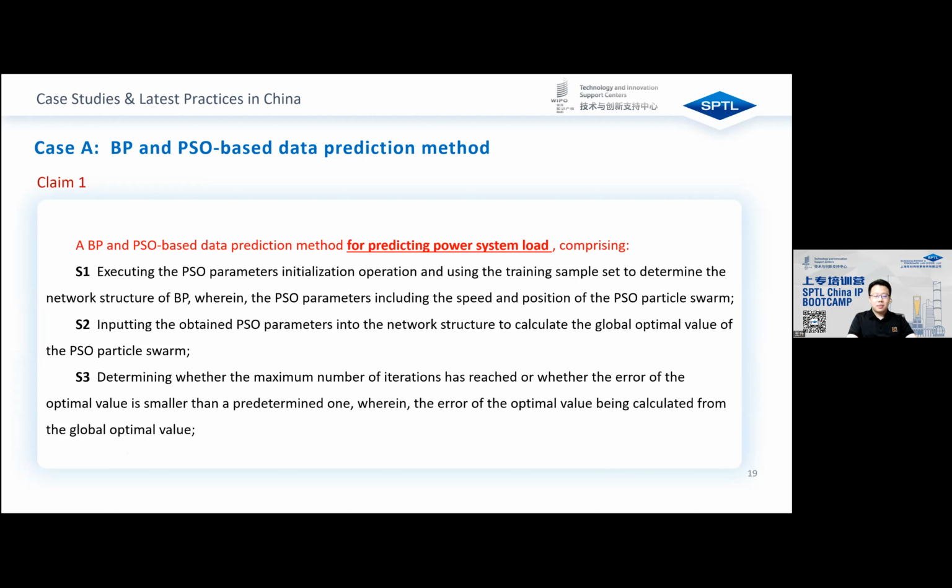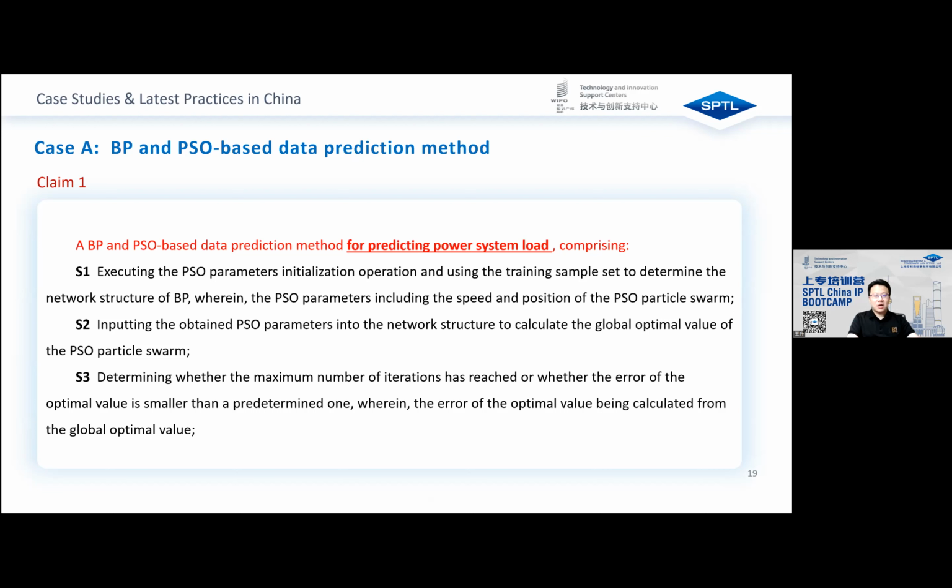Let's forward to claim 1. Actually, as you can see, claim 1 is very informative. So I also do not intend to explain this solution in detail, but please keep an eye on several expressions in red. It states in claim 1 at first that this method is provided for predicting power system load, which means this method is applied to a specific field. Then, totally 7 steps are stated to accomplish this method.